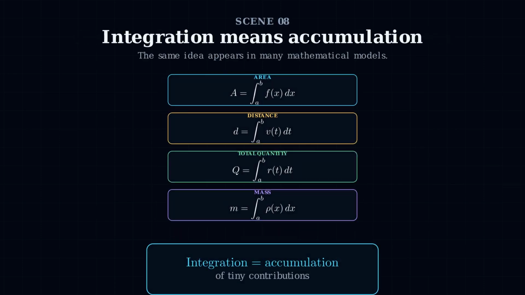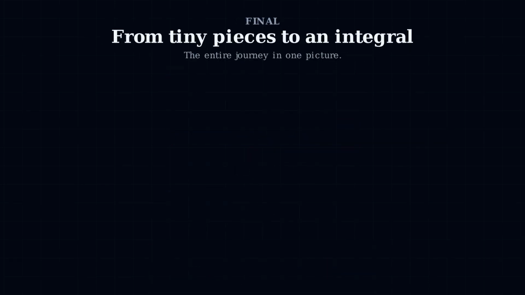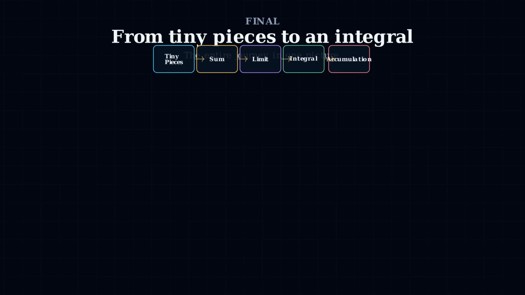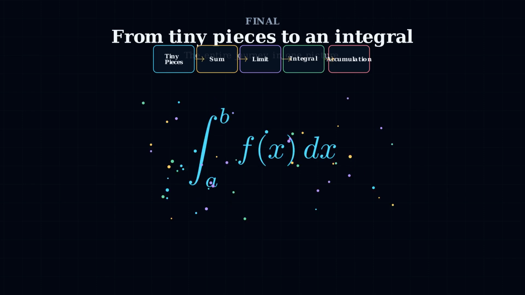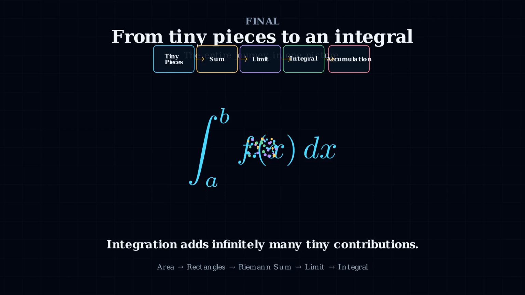Area, distance, total quantity, mass. Integration means accumulation, adding up infinitely many tiny contributions. So the whole journey in one picture. Tiny pieces become a sum, the sum becomes a limit, and the limit becomes the integral. Integration adds infinitely many tiny contributions, and that is how a curved area gets an exact value.